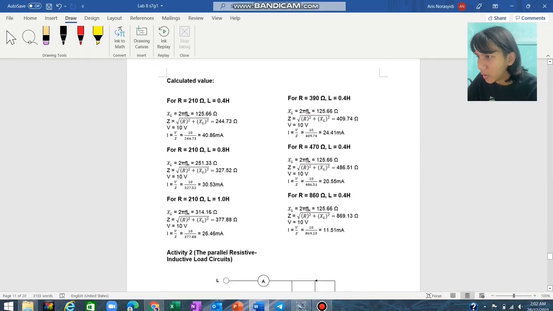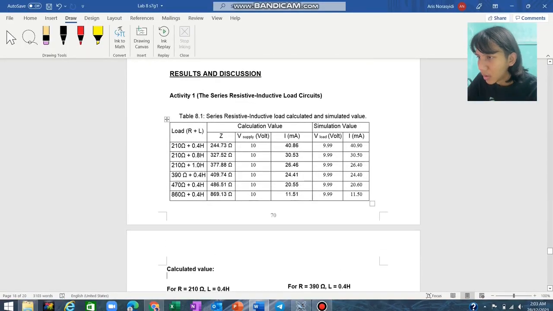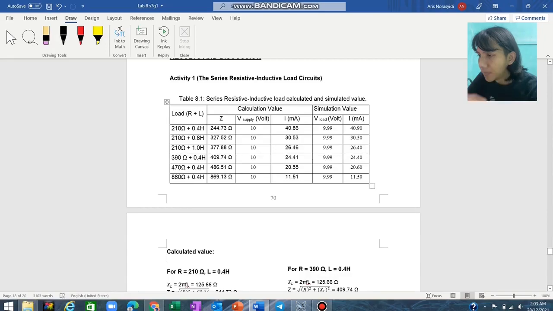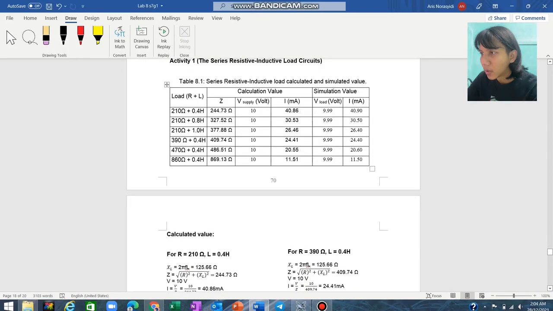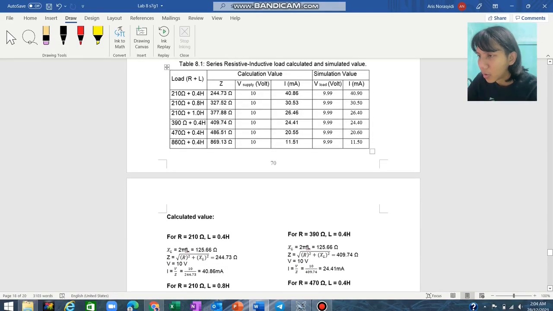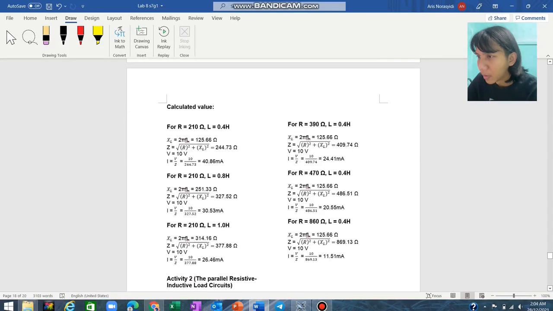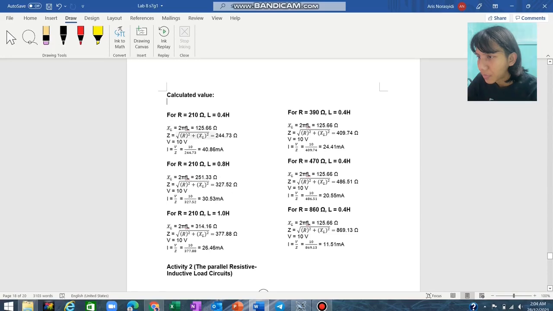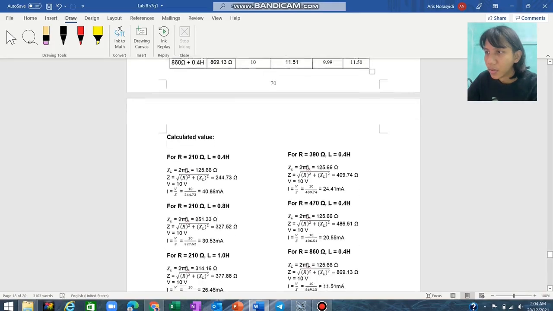So we got the value here, and then we do the same for the other values. After that, we compare the simulation value with the calculation value. Here in our calculation, we find XL. After that, we can find the impedance, and the voltage given is 10 volt. Using Ohm's law, we can find the current. After we got the answer, we record it in the table. So that's all for activity 1.